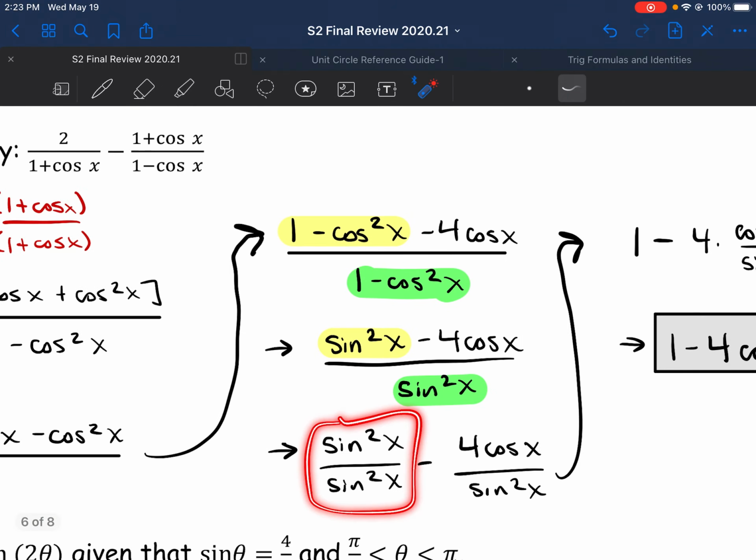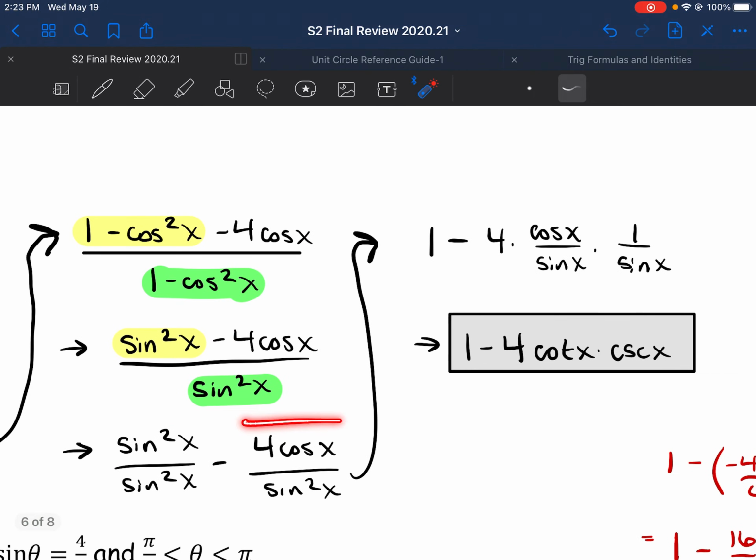And we can see that sine squared over sine squared is just 1. The minus 4 cosine over sine squared, I go ahead and break up into 4 times cosine over sine times 1 over sine. The cosine over sine will give me cotangent. The 1 over sine will give me cosecant. And I really can't get any more simplified than that. So that's going to be the end of our problem.